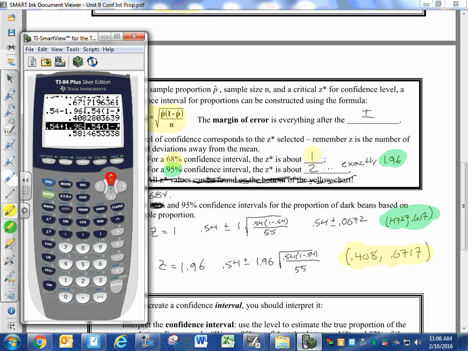If we did this with a minus, instead of 55, we did 555. All of a sudden, the low end will shrink in the positive direction.